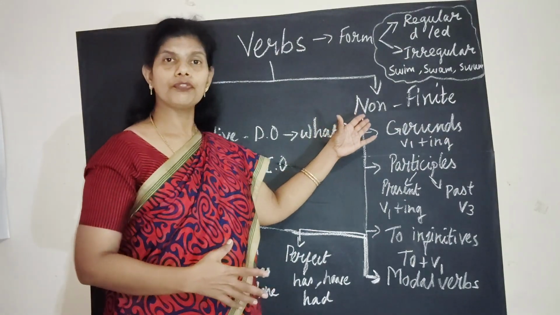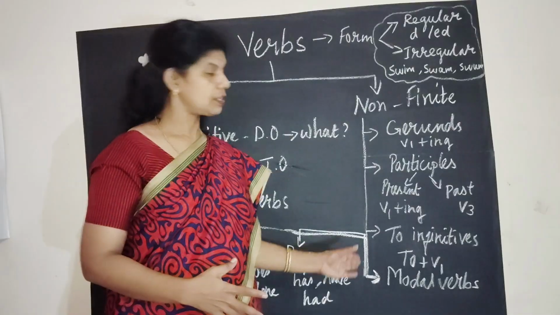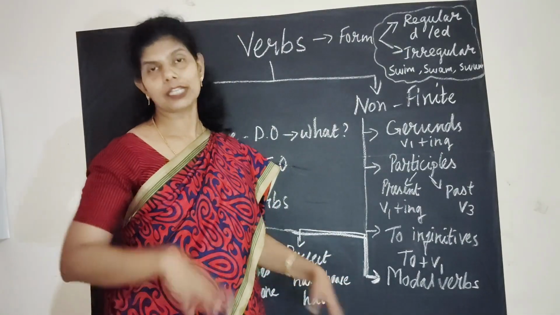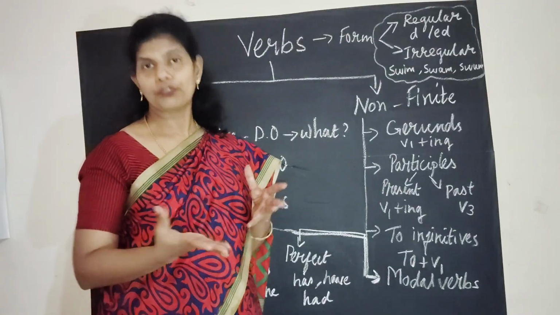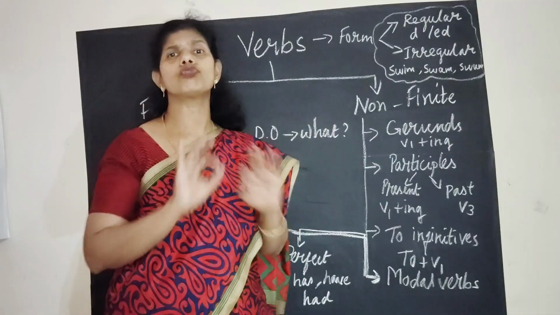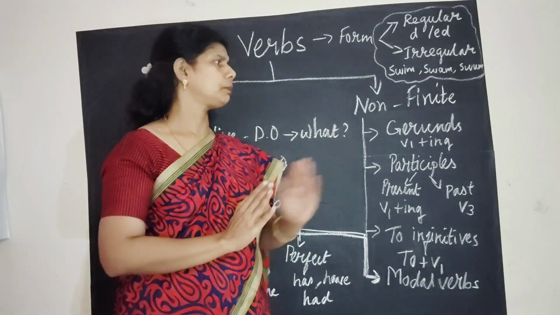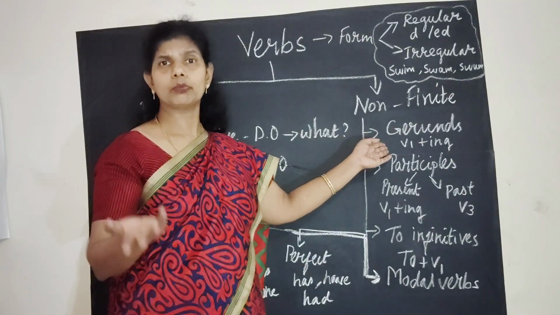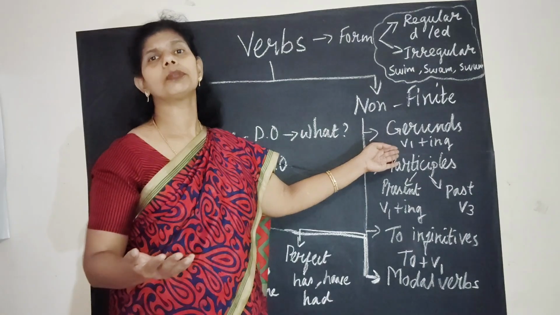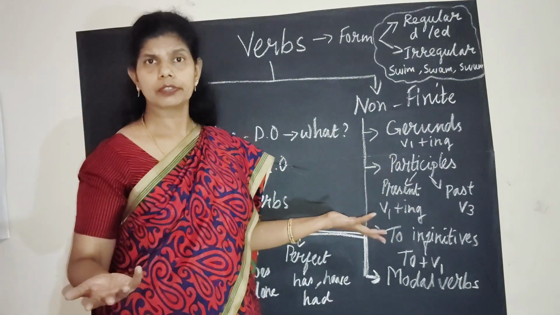Now under non-finite verbs you have the gerunds, participles, and the two infinitives. Of course, as I mentioned, the modal verbs also will come under the non-finite because they don't change their form. So non-finite is basically this understanding: these do not change their form. That is the basic understanding of non-finite verb. So gerunds. Now how does a non-finite verb become a gerund? It is by adding V1 plus ing form. So what is a gerund then?